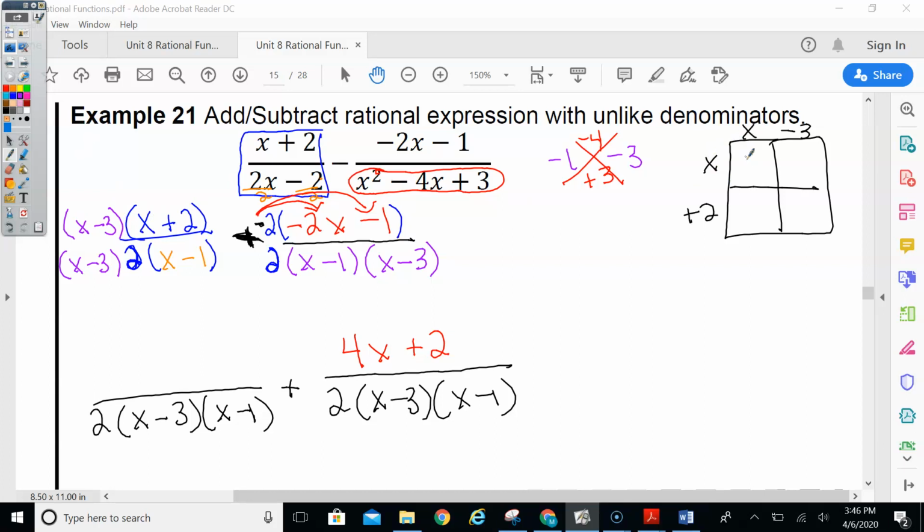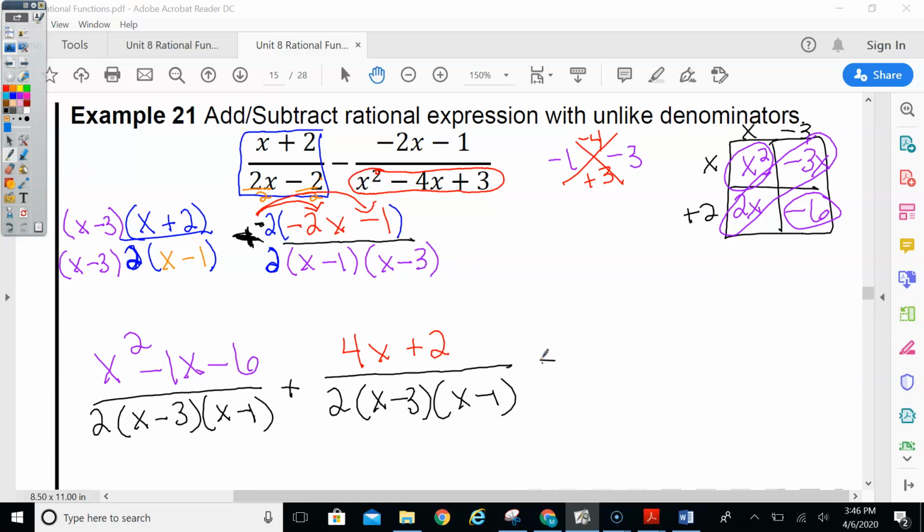So x and x is x squared. X and negative 3 is negative 3x. X and 2 is 2x. And negative 3 and 2 is negative 6. So when I combine my like terms, x squared stays. I combine these two together. Negative 3 plus 2 is negative 1x. And then the minus 6 stays here, minus 6.